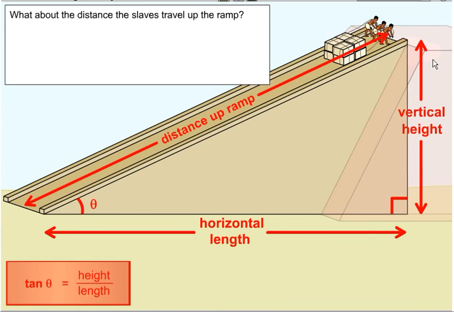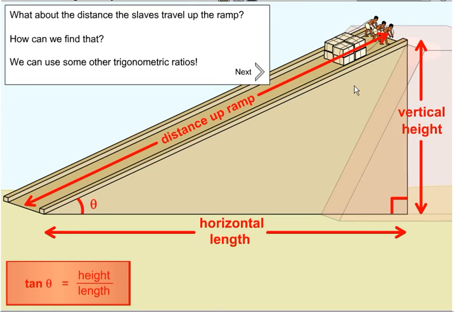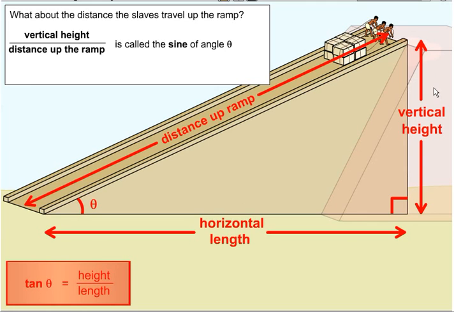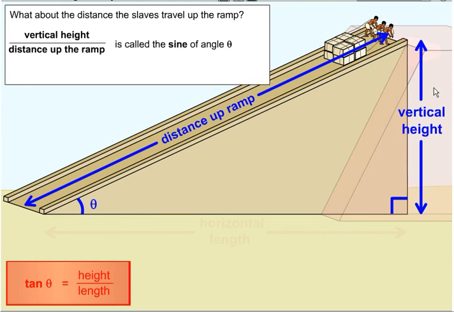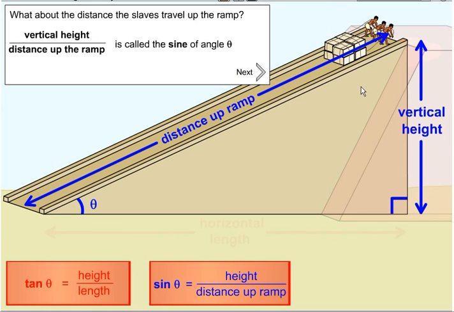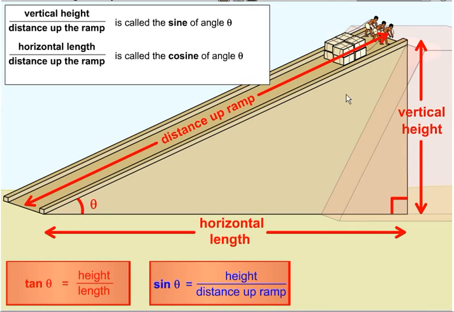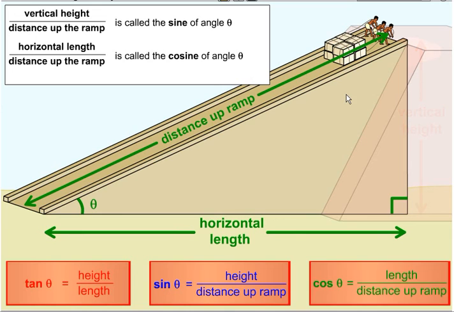But what about the distance the slaves travelled up the ramp? How can we find that? We can use some other trigonometric ratios. Sine of the angle theta is defined as the vertical height over the distance up the ramp. Cosine of the angle theta is defined as the horizontal length over the distance up the ramp.